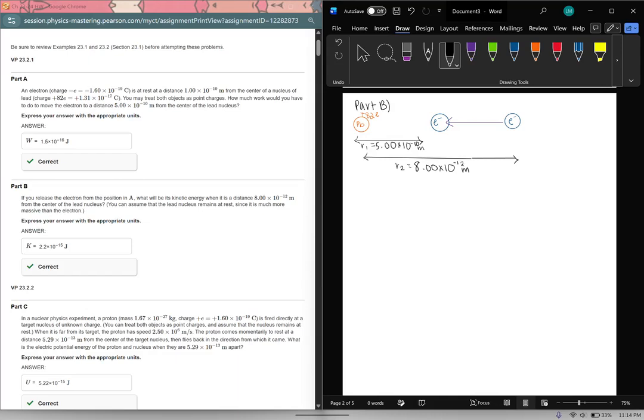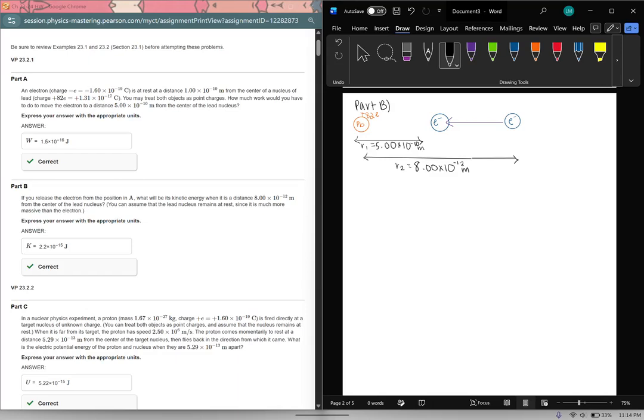Okay, so since the electron is negatively charged and the nucleus is positively charged, they attract each other. So basically the electron moves closer to the nucleus, and its electric potential energy is decreasing, and that lost potential energy converts into kinetic energy. So I'm going to use the principle of conservation of energy.